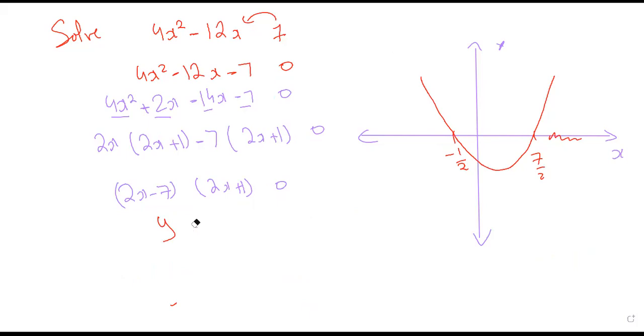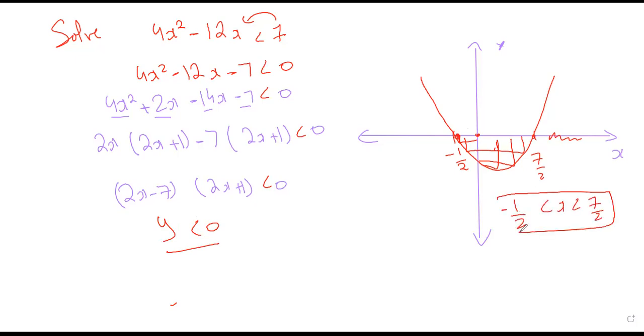What if we had less than, okay? y is less than 0. Where is y less than 0? Below this point. On this point. Which range is this? This range is between minus 1/2 and 7/2. This would have been the range.